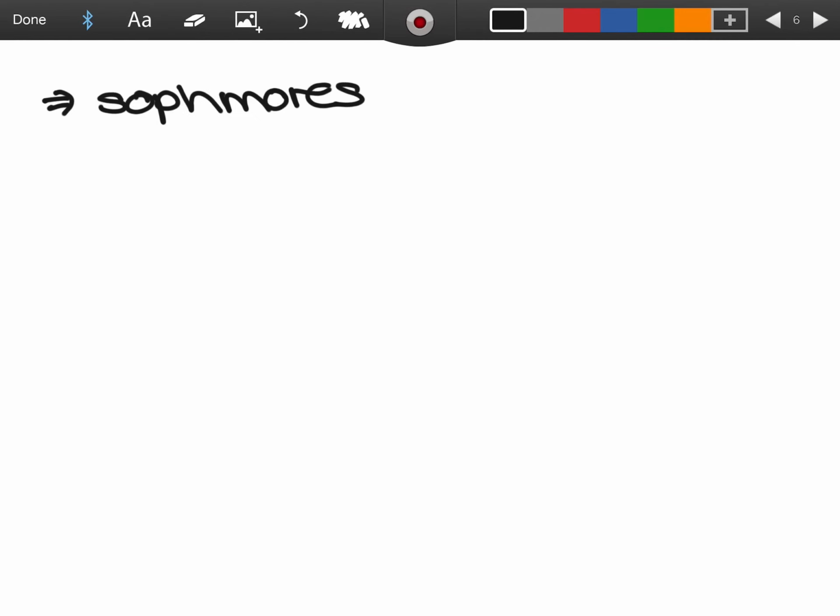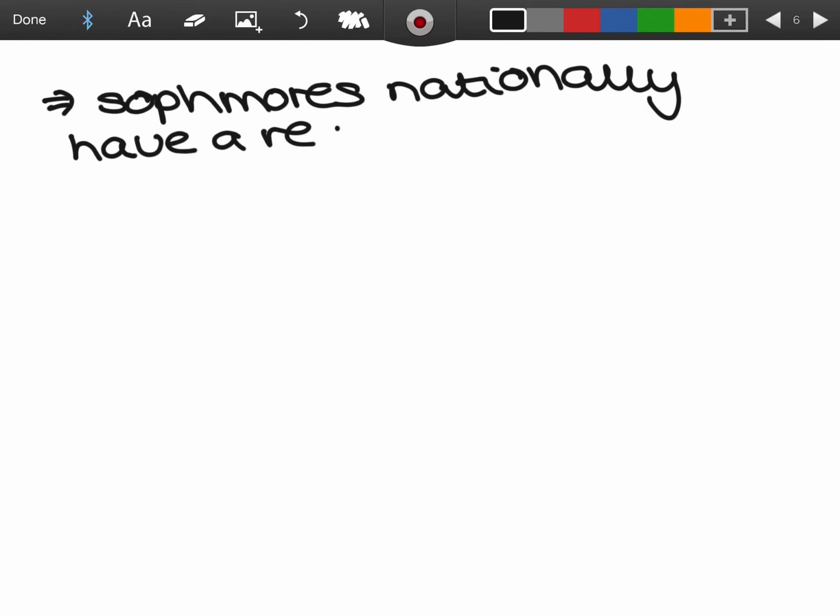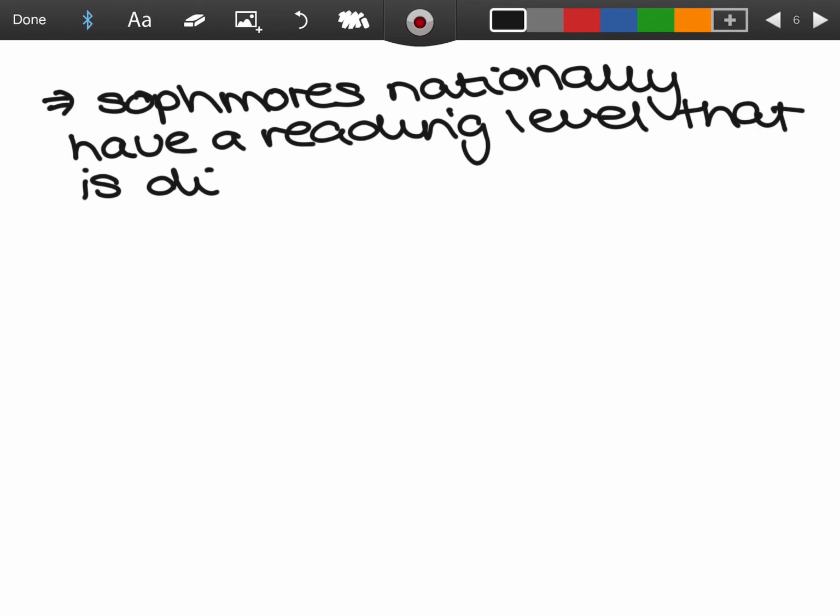This is nationally, not just at this high school, okay? We use the high school as an example, as a sample of all people. So it's just a sample of all the sophomores in the country. But because of that being such a difference, we're actually going to say that sophomores nationally, we're looking at our population mean now, sophomores nationally have a reading level that is different than 150 words per minute.